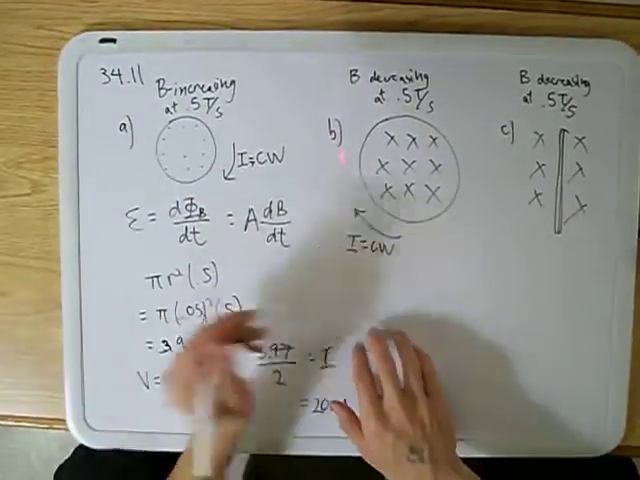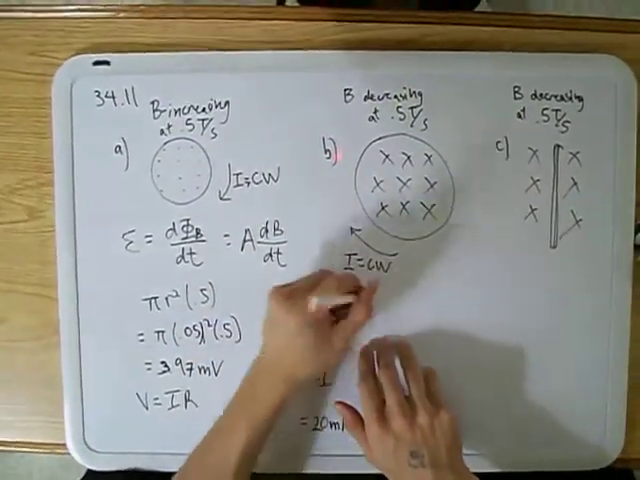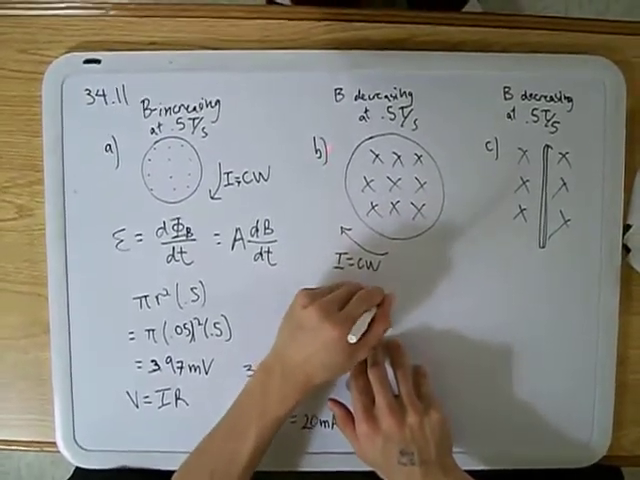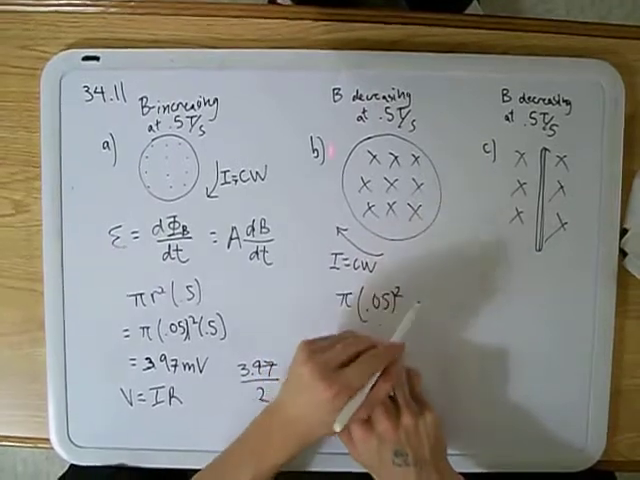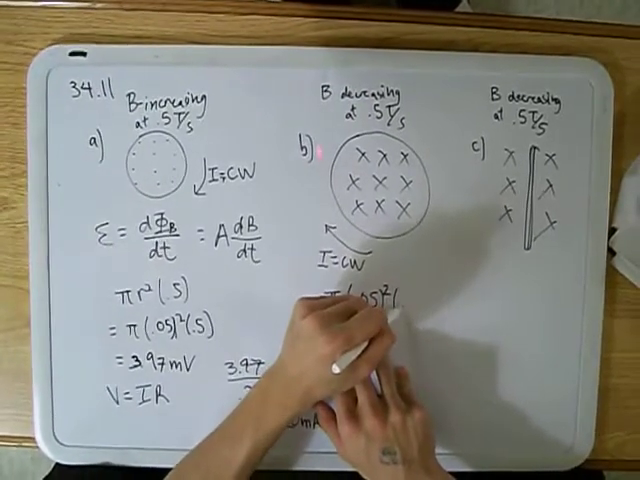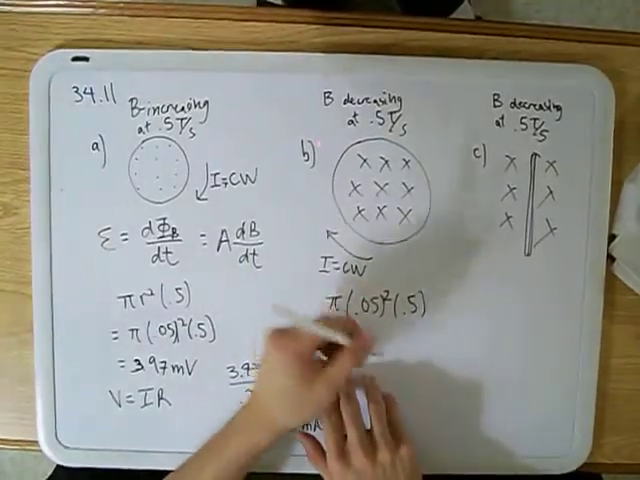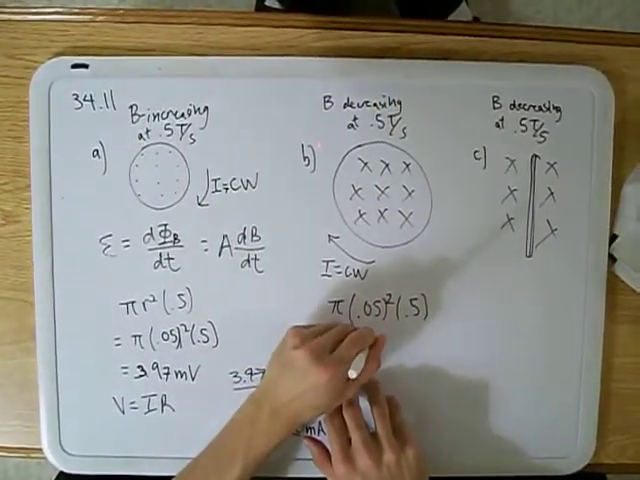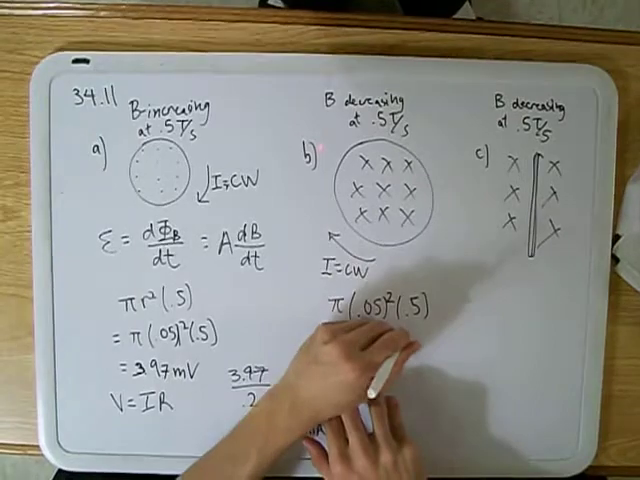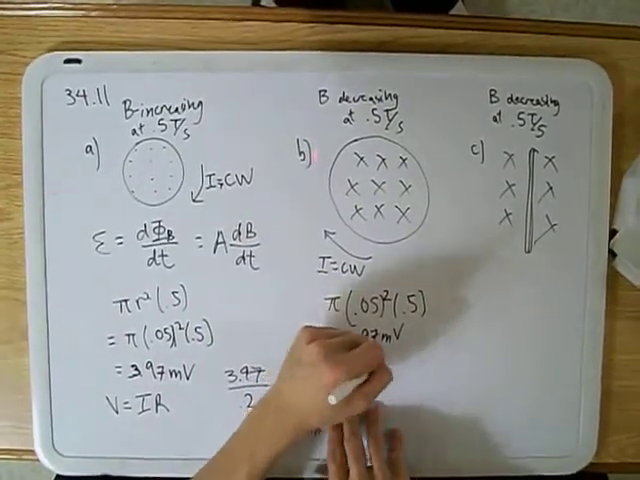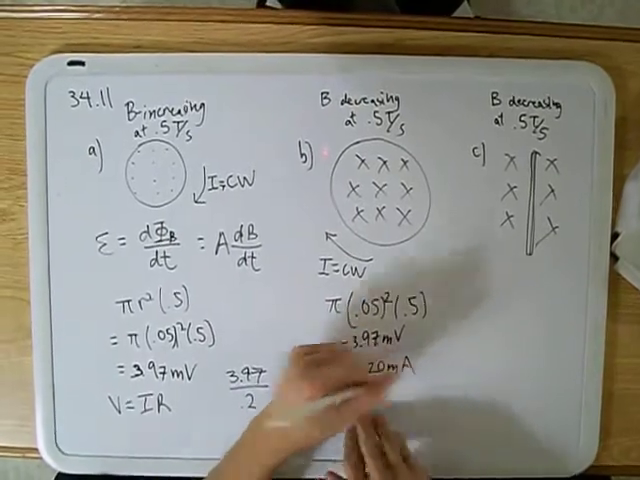Only the magnetic field is changing. So you have your area of your hoop, pi r squared times 0.5, which is the dB/dt, and this is the same answer of 3.97 millivolts, and it will also give you the same current of 20 milliamps here.